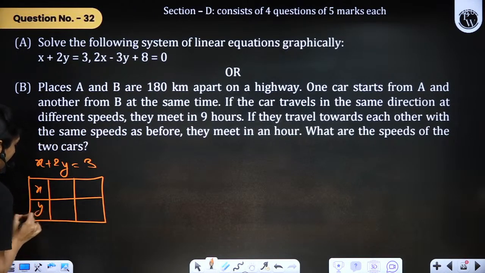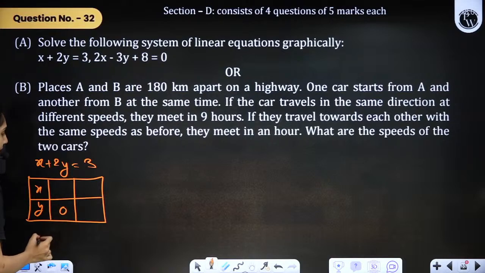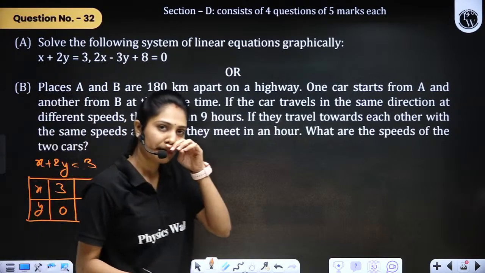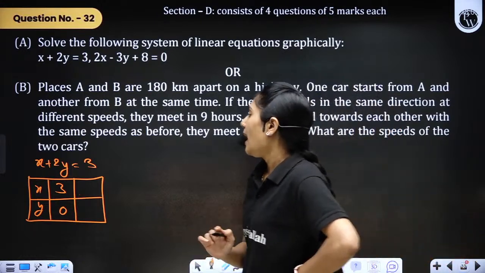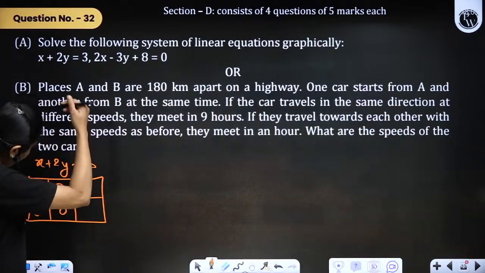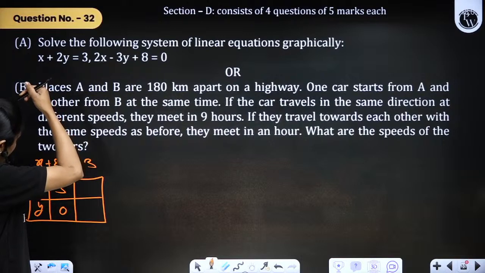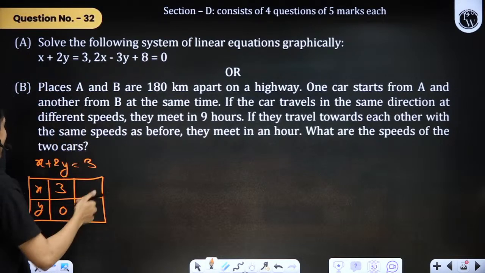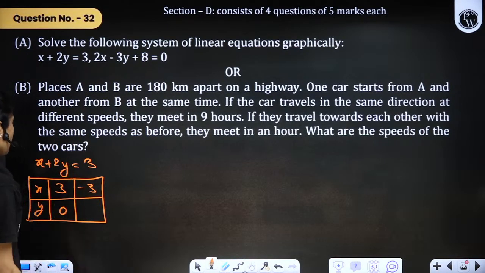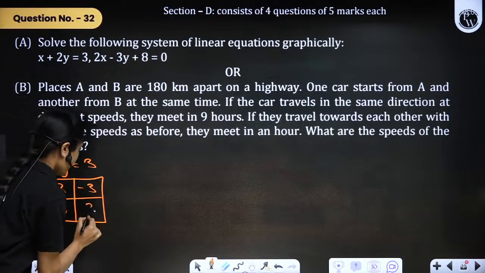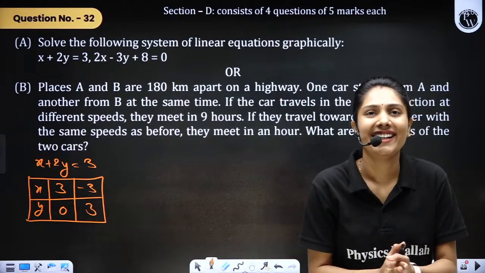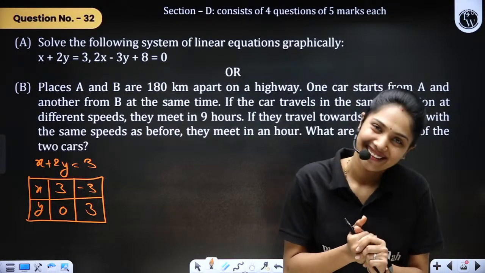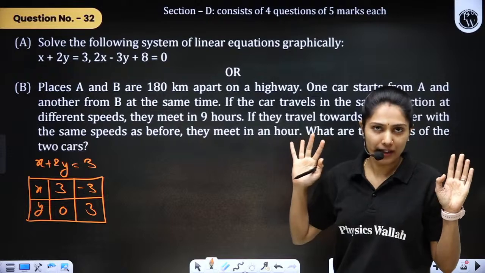X and y. If I'll take y as 0, value of x is 3. And if I'll take x as, let's say, minus 3, so value of y will be 3 plus 3 is 6. Correct. So we got the coordinates for the first equation.